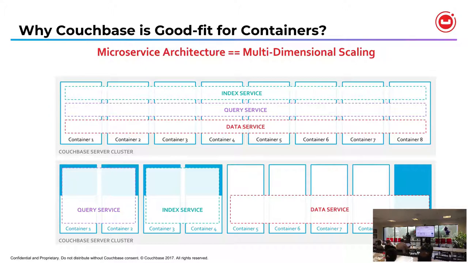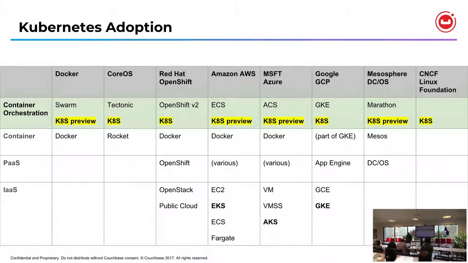And Mike is going to talk more on the stateful applications, which is what Kubernetes introduced, right? Along with that, containers need an orchestration technology. In 2016 to 2017, there were different flavors of container orchestration technologies. I'm going to talk a little bit on that. Each of these vendors you see here, like Docker, CoreOS, Red Hat, AWS, Microsoft Azure, each had their own proprietary container orchestration technology, right? Like Docker has Swarm, CoreOS had Tectonic.